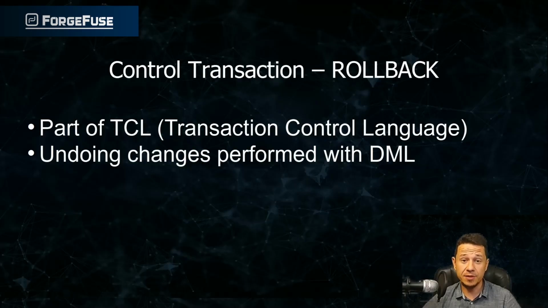Another TCL statement that we need to know is rollback. It's simply a way of undoing changes that we made with our DML commands. Think of rollback as the same as an undo button on any other application. Let's go straight ahead to the example to see how this works.